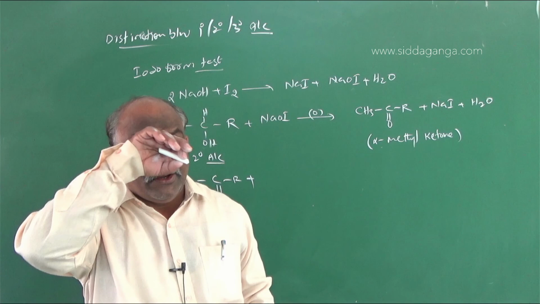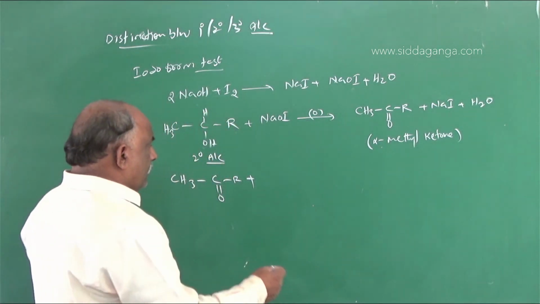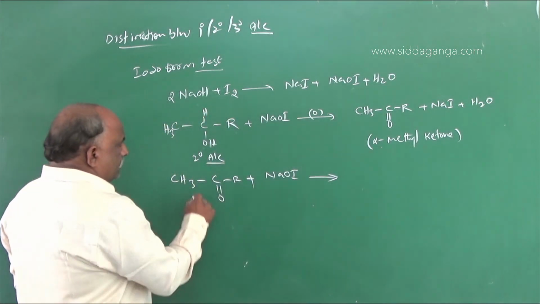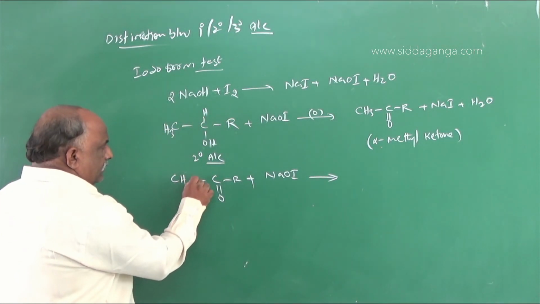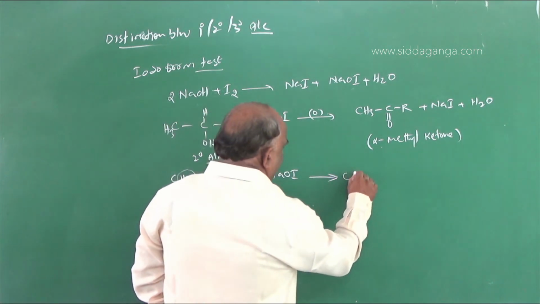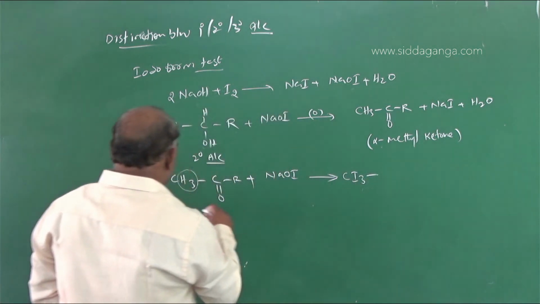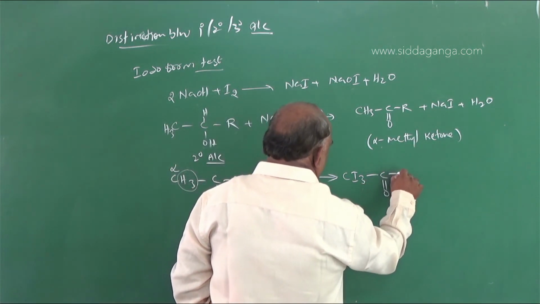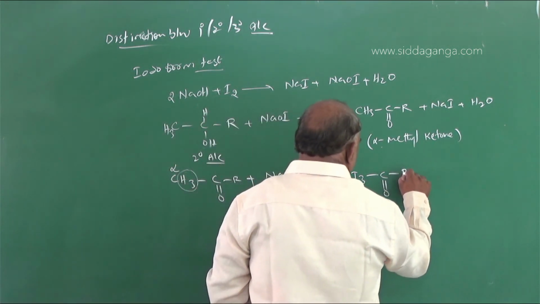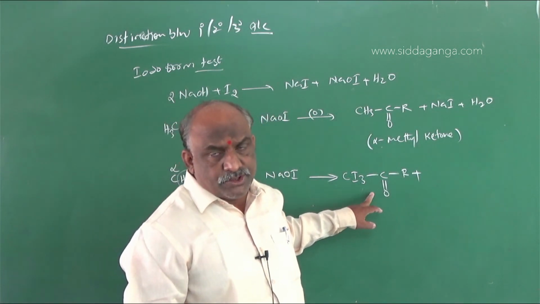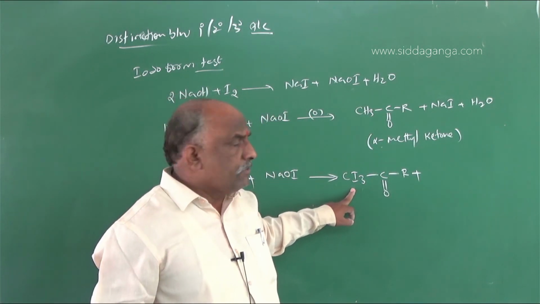This alpha methyl ketone is treated again with NaOI, sodium hypoiodite. Here, simply, you should remove these 3 hydrogens. You should highlight this one and make it CI3. This is the alpha group: C double bond O single bond R or CI3, triiodo. Alpha substitution. This is called an alpha substituted compound.